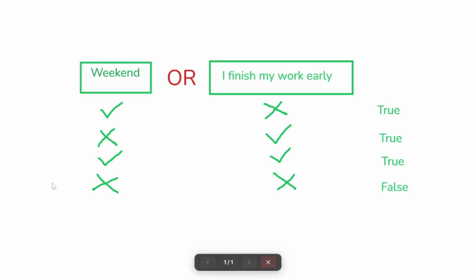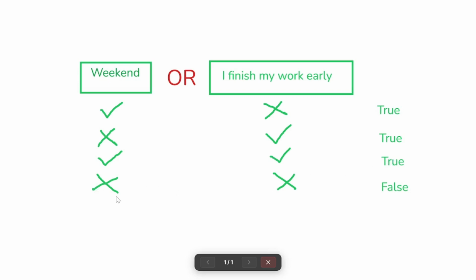So if it is a weekend and I'm not able to finish my work early, then also I'll go for a movie because it is the weekend. But if it is not a weekend and I am able to finish my work early, then also I'll go for a movie. Or if it is a weekend and I'm able to finish my work early also, then also I'll go for a movie. It will be true.